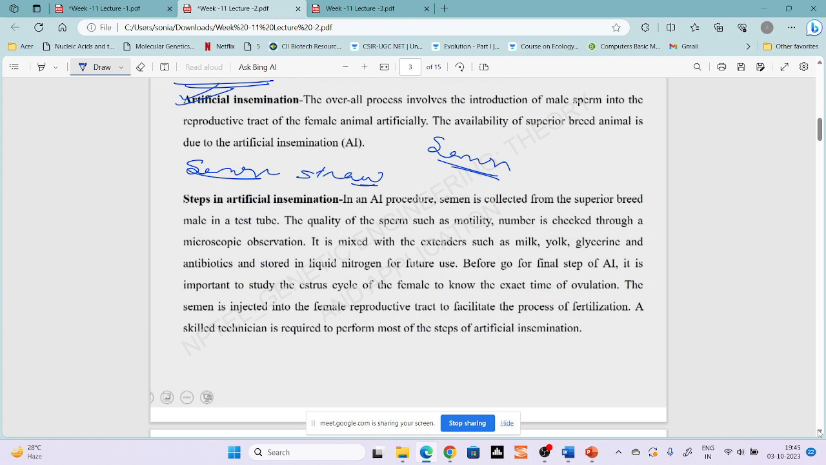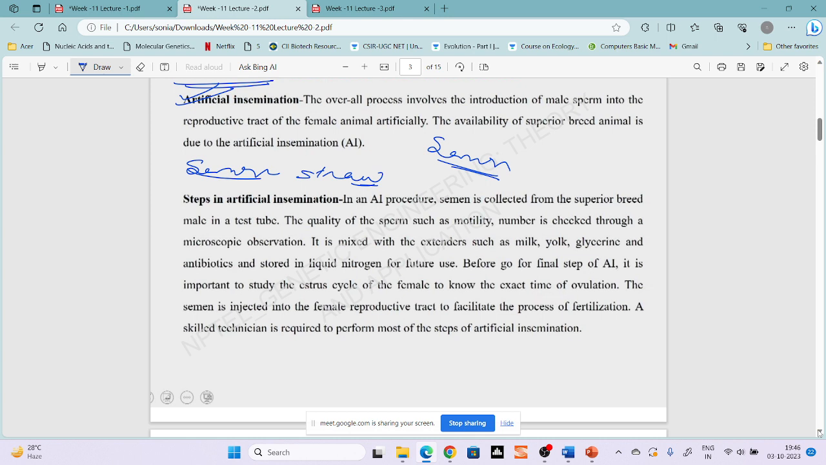I don't know whether any of you have had the chance of seeing artificial insemination in person, but it is very important to know that when you are doing something artificially, you have to synchronize everything. In nature you need not synchronize anything.